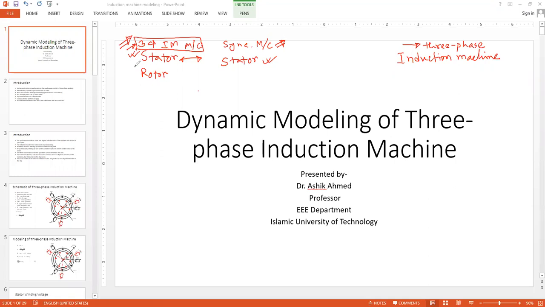However, if I look into the rotor construction, then there is a significant difference. In the synchronous machine rotor, we mainly talked about salient pole and non-salient pole, and we had a detailed discussion on this.